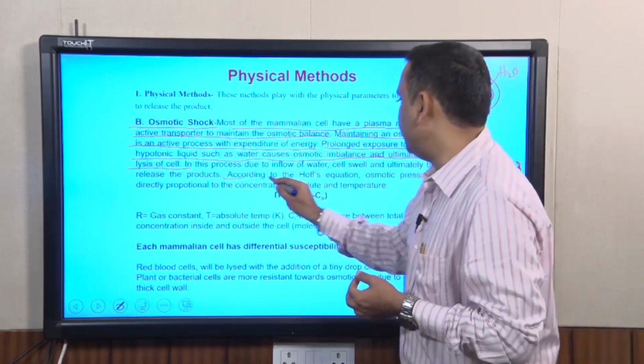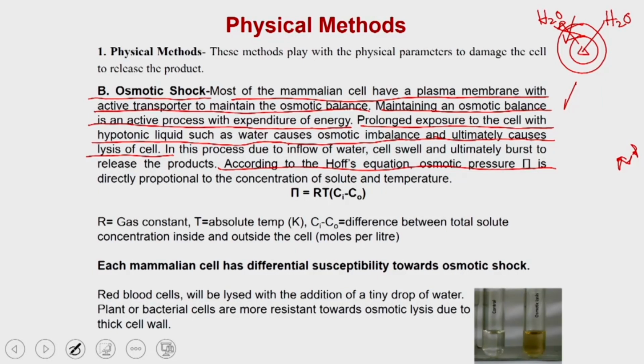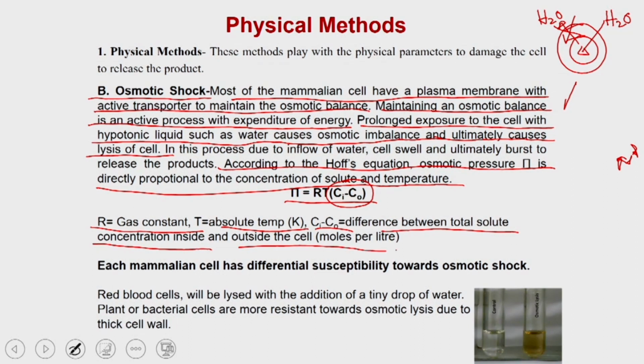According to the van't Hoff equation, osmotic pressure is directly proportional to the concentration of solute and the temperature. The equation is RT(C1 minus C0), where C1 minus C0 is the difference between the total solute concentration inside and outside of the cells, in units of moles per liter, R is the gas constant, and T is the temperature. Now, every mammalian cell is different, so every mammalian cell is differentially susceptible to osmotic shock.